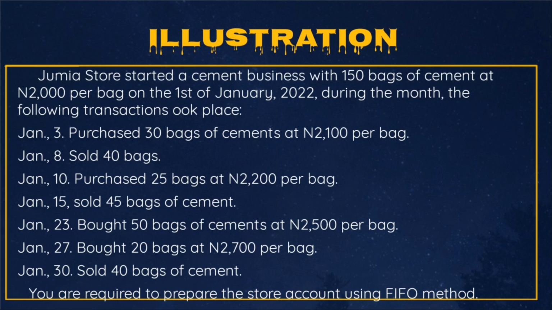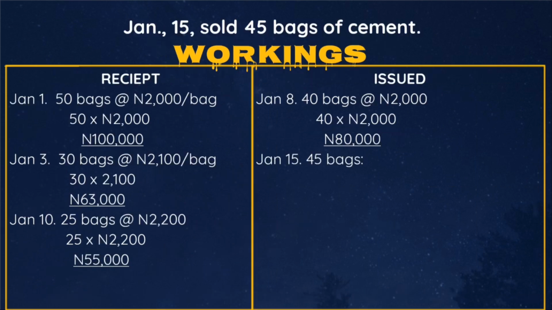So let's move on to the next one, which is January 15. Sold 45 bags of cement. Now they were issuing, that is, they are supplying 45 bags of cement. Let's go to the issue side. January 15, 45 bags of cement. So using the FIFO method, now let's look at it. At what rate will the inventory be supplied? Just like I said, we are talking about first in, first out, which is the inventory that came into the store first should be the first to be supplied.